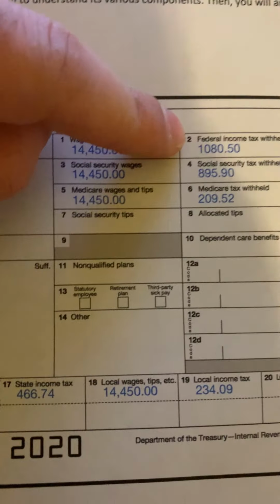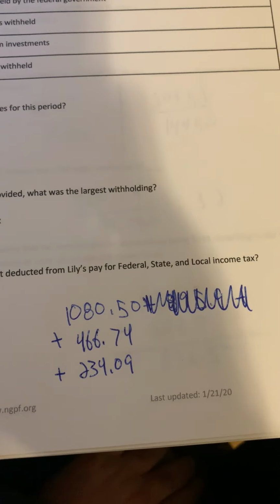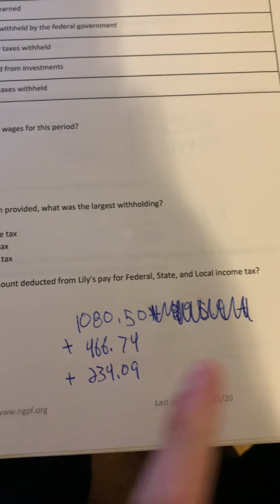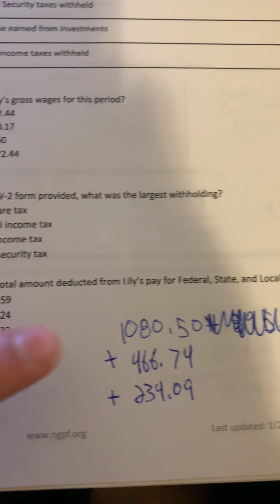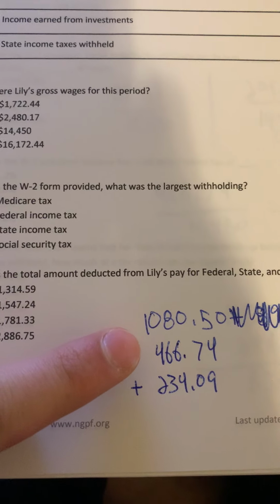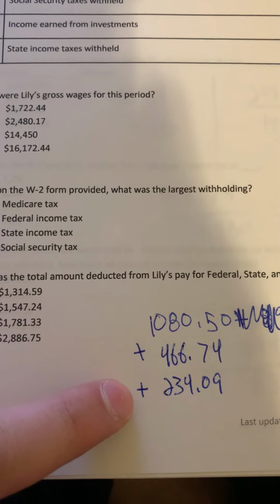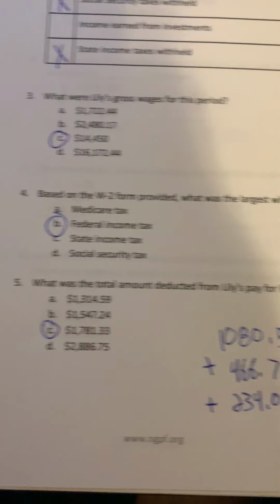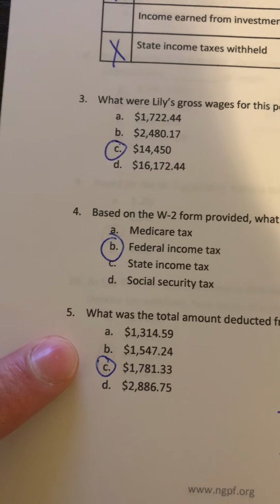Next, we have what was the total amount deducted from Lily's pay for federal, state, and local income tax? Don't mind my scribble here. I was going to do it out this way, but I was going to run out of space. So if we're talking about federal, state, and local income tax, this was her federal, this was her state, this was her local. If you add those together, you should have gotten answer choice C.